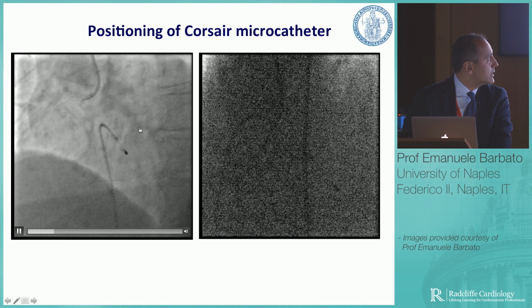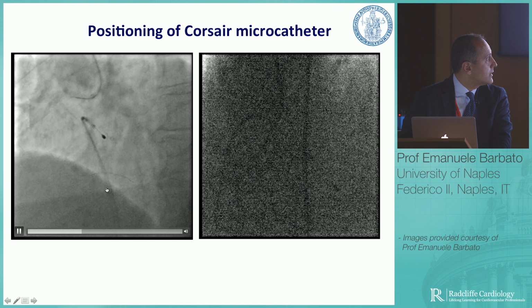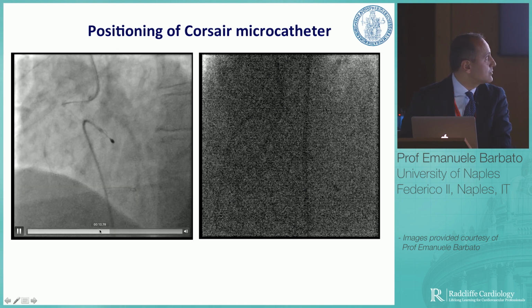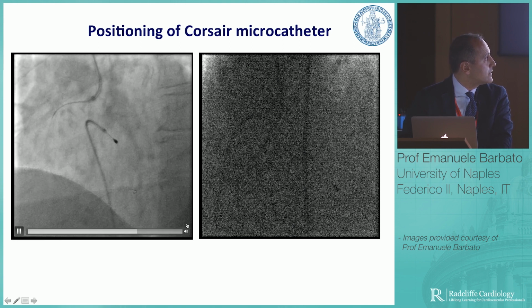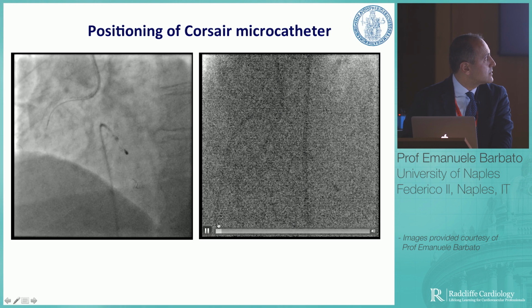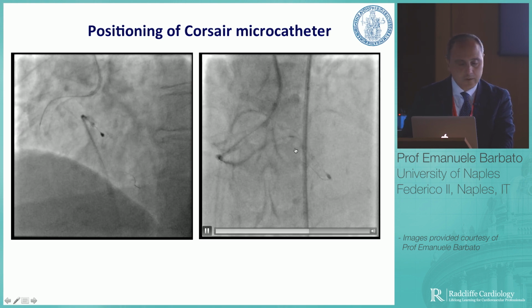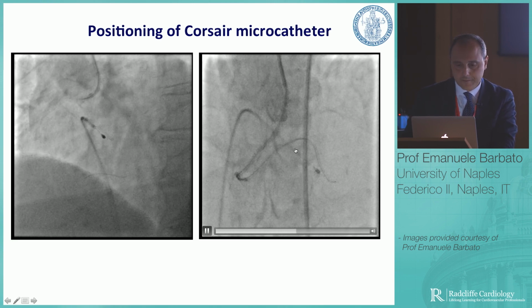Now the Corsair will come at a certain point here. Because of course the first thing to do is to put a rota wire down there if you want to do rotablation. Okay. This is the Corsair into the RPD. Exchange with the rota wire. This was the rota wire stiff that we used in this case.